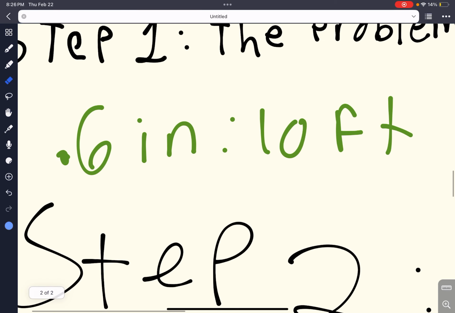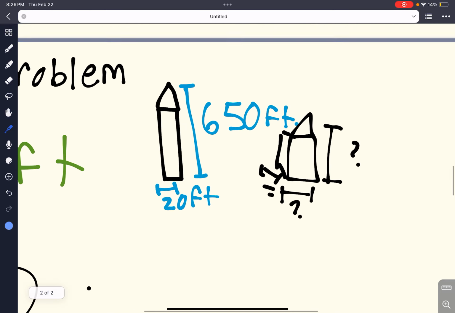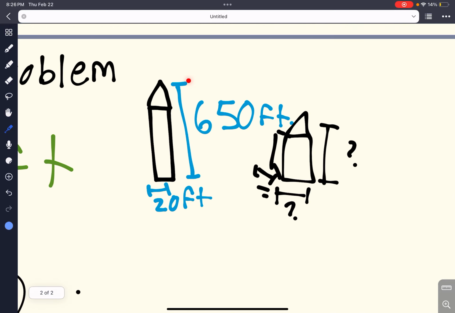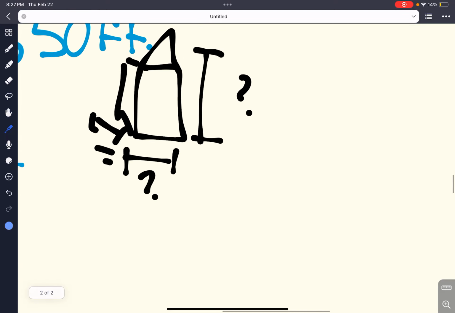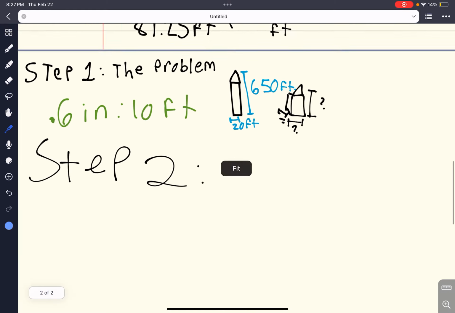So for this one, for every 0.6 of an inch, you're going to have 10 feet. Or if your building's 10 feet, it would equal 0.6 of an inch. So here's our building. It's 650 feet tall, and it's 20 feet long and wide. And we need to figure out, after the conversion, how tall and wide our building is going to be.